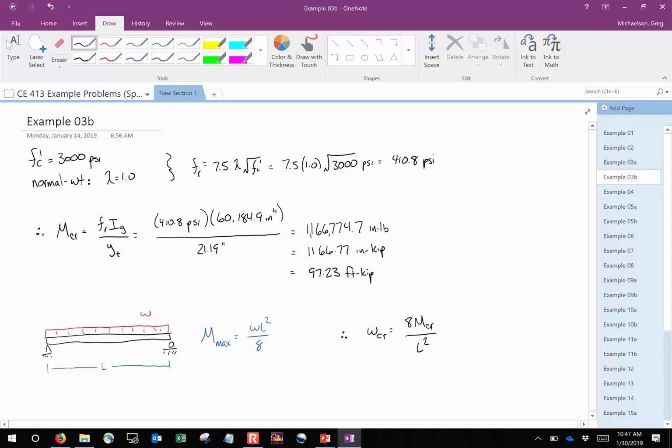The reason this formula works, though, is because it's a simply supported beam. If it was a cantilevered beam, it would be W L squared over 2, so the formula would be different. It would have a 2 there. So is everybody okay with that?